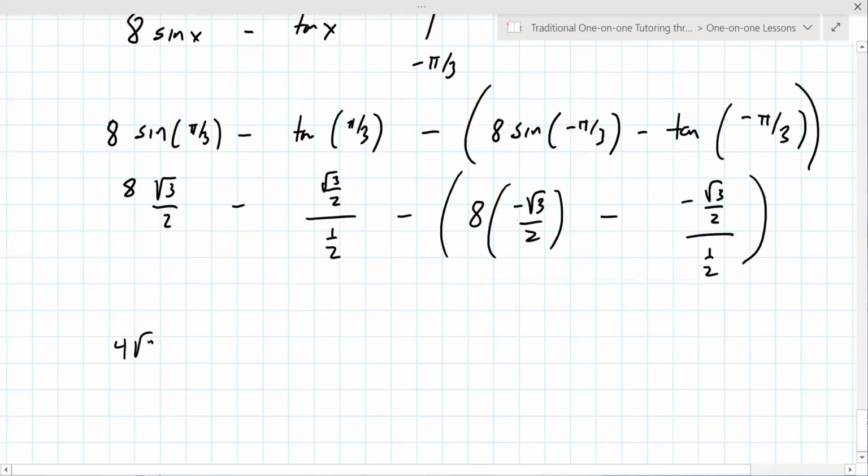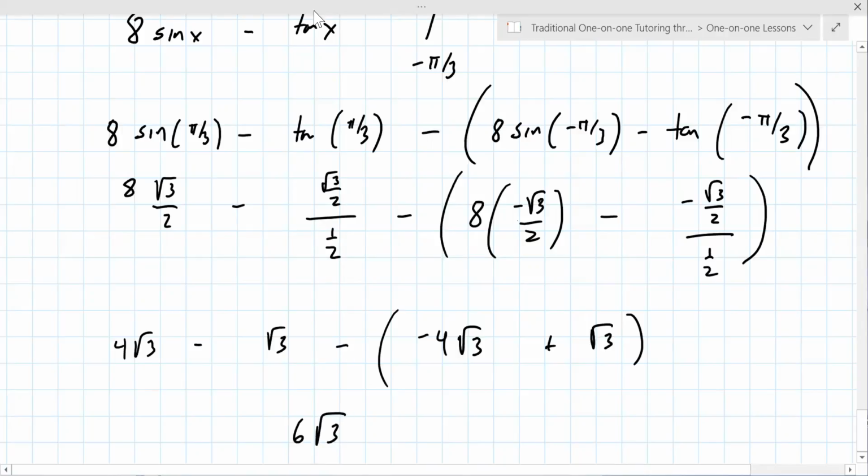So we got 4 square root 3 minus square root 3 minus, what we got in here, minus 4 square root 3 plus square root 3. So this inside here is minus 3 square root 3, but then it becomes positive, so it's plus 3 square root 3. This is 3 square root 3, so it becomes 6 square root 3 as your final answer on that one.